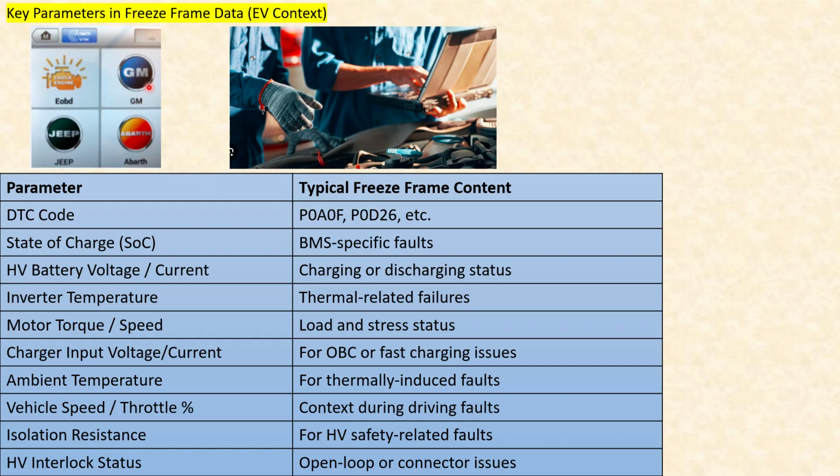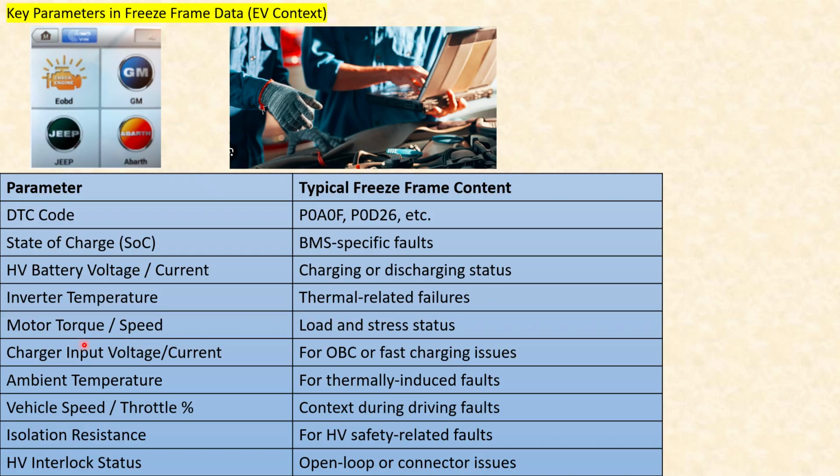Now, what are the key parameters in freeze frame data? We will talk about the parameters and also the typical freeze frame content. First is the DTC code, which involves the alphanumerical name. Next is the state of charge, which informs whether it is a BMS specific fault or not. Next, it gives the HV battery voltage, current, and charging or discharging status. Inverter temperature indicates thermal related failures.